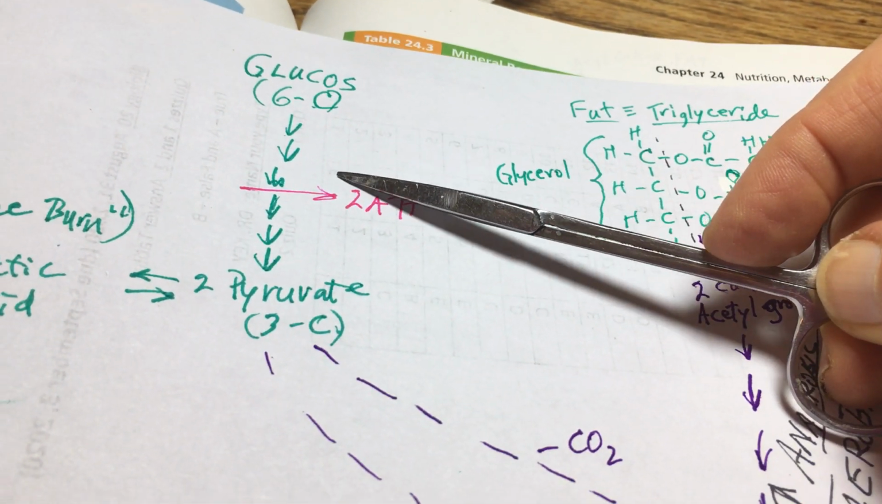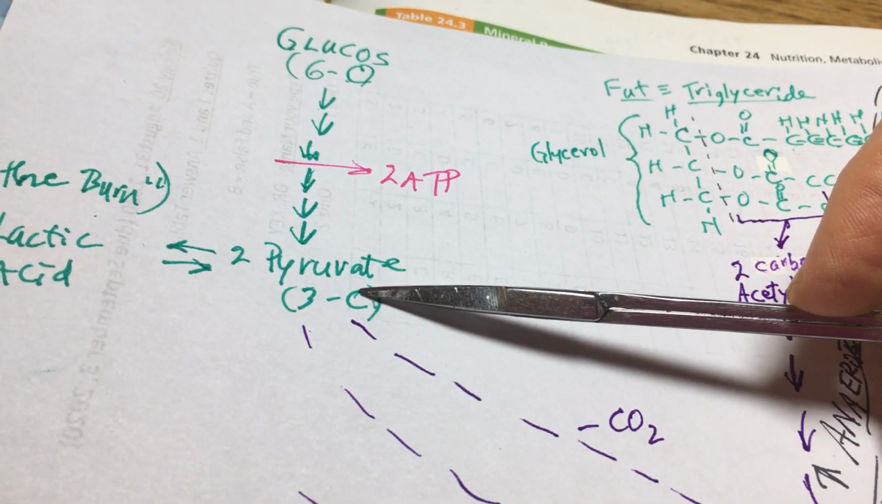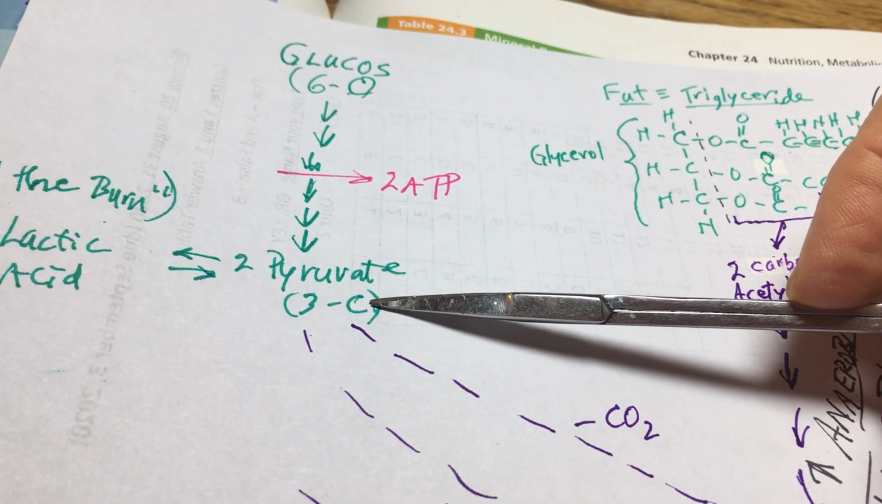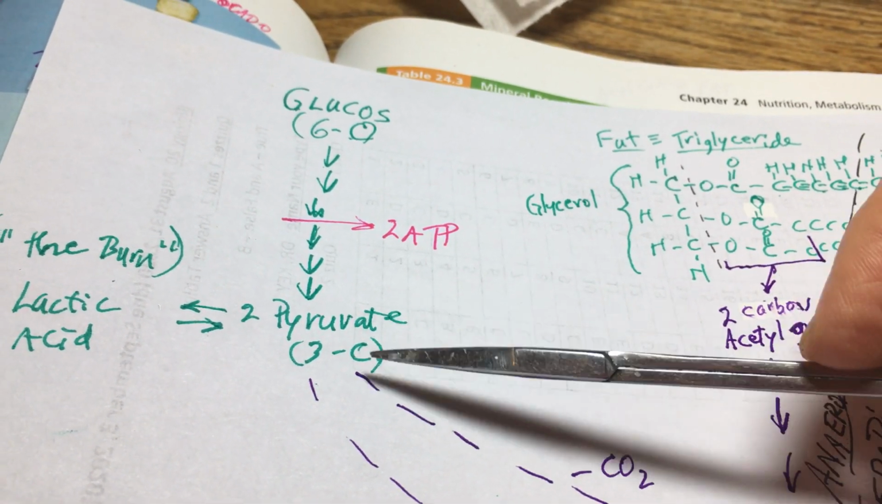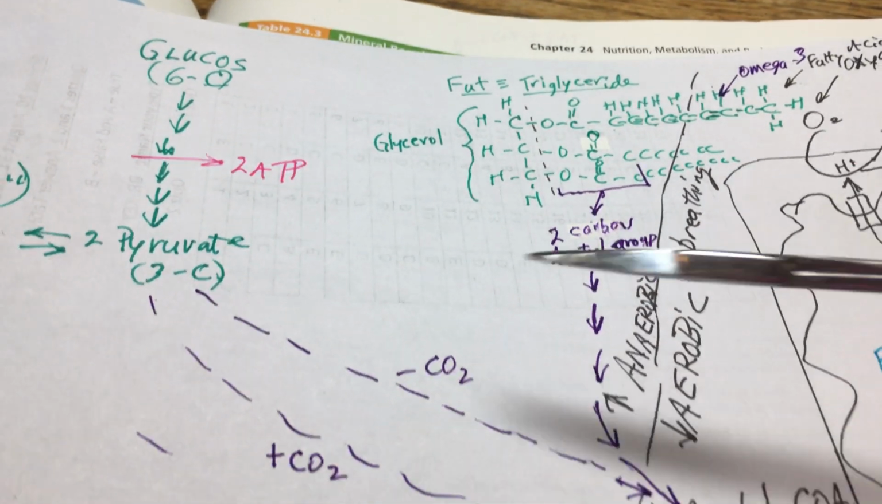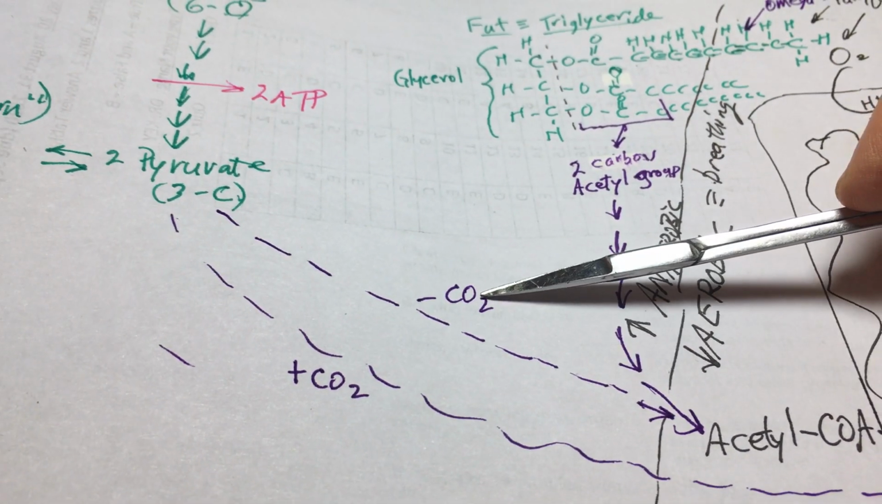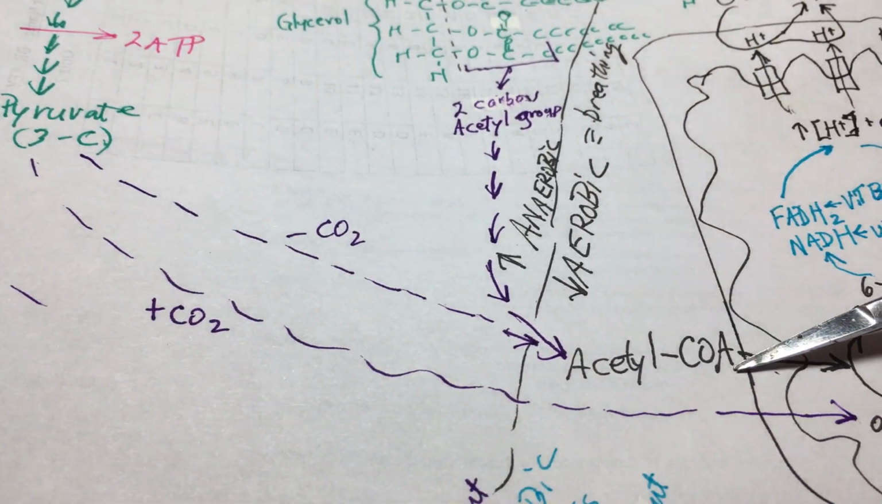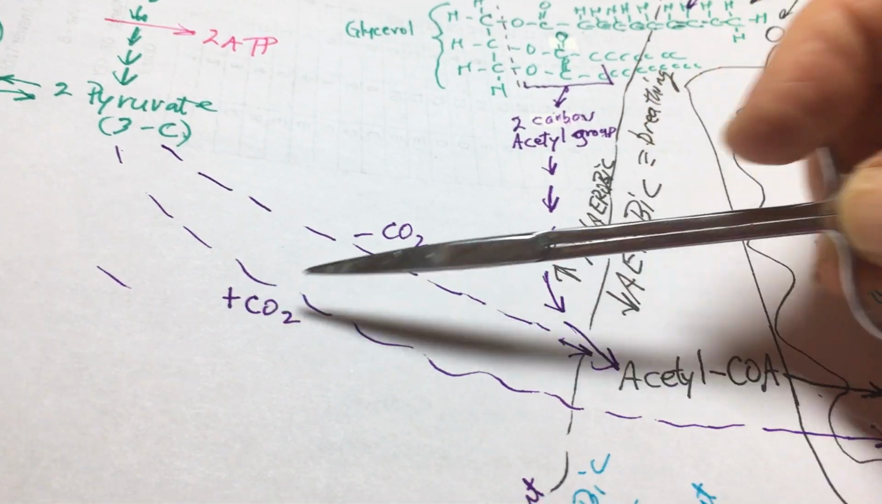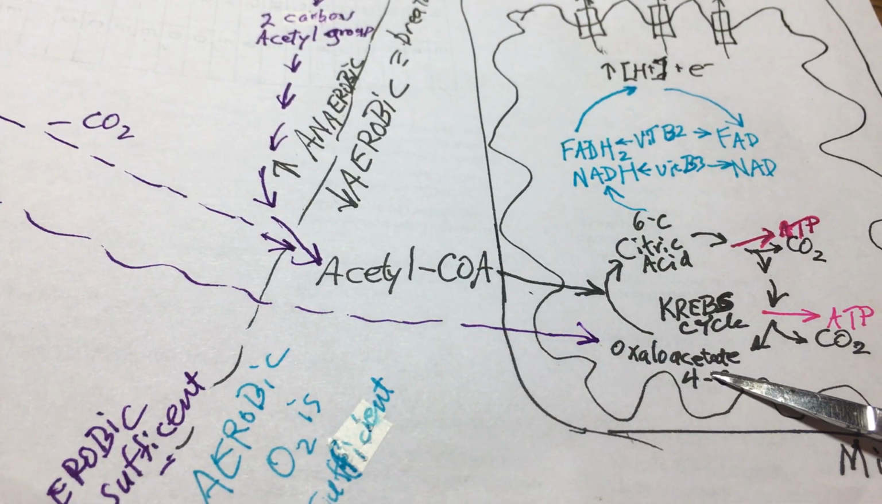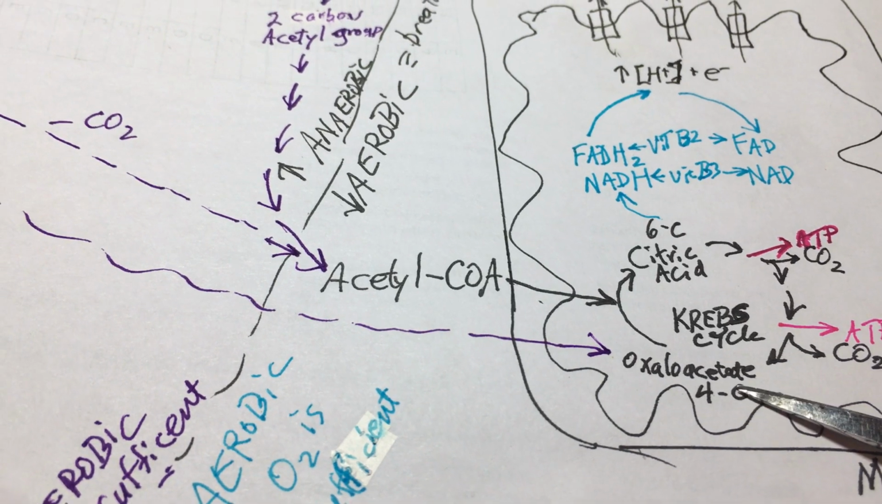Here's glucose: break it down, break it down, break it down. Now you've gone from 6 carbons to 3 carbons, pyruvic acid. But you're still breathing well. You have oxygen, you can keep going. You take off a CO2, you have acetyl-CoA. You're in. And if you add a CO2, then you've got oxaloacetate, 4 carbons.